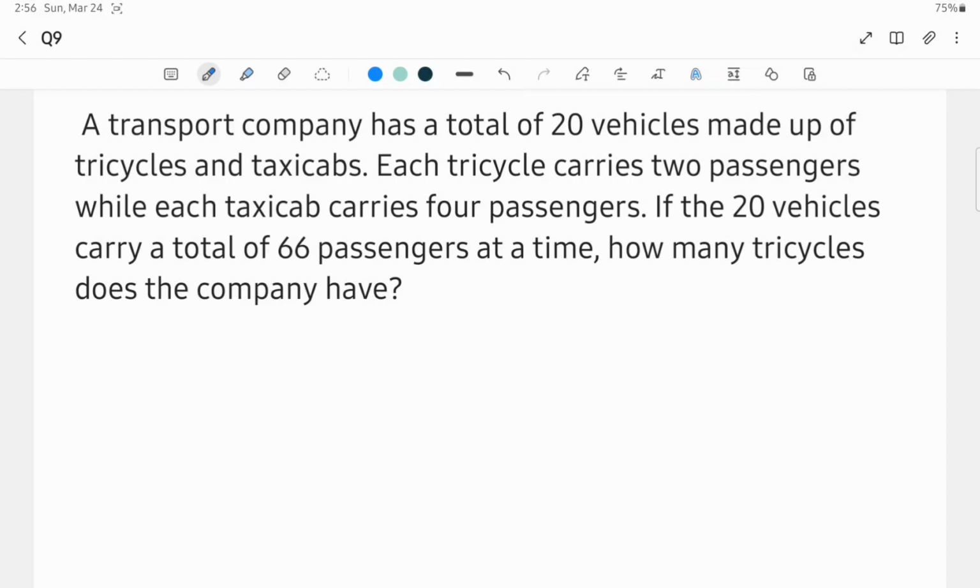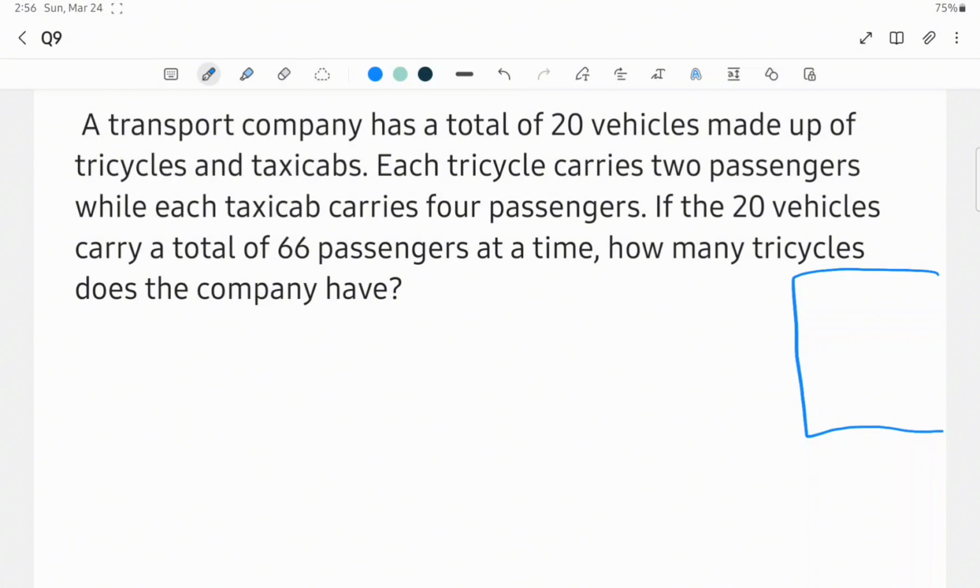So, for example, you're going for an excursion in your school and you have two means of transport, tricycles and taxi cabs. A tricycle can only take 2 passengers and a taxi cab can take 4.